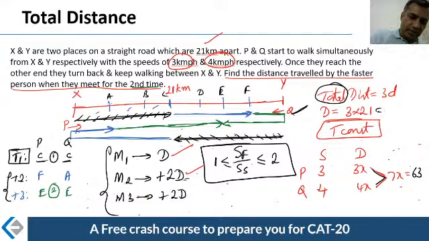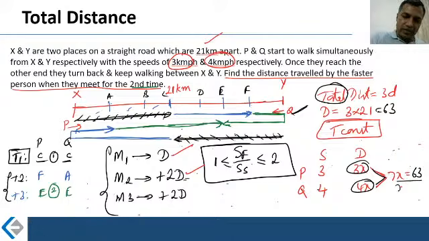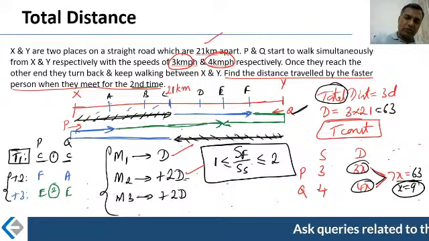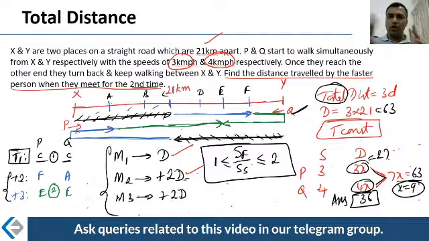So I divide this 63 in the ratio 3x and 4x. 7x is equal to 63, therefore x is equal to 9. Then 3x is 9 into 3, which is 27, and 4x is 9 into 4, which is 36. The faster person covered 36, which is your answer. I hope all of you got this particular point.